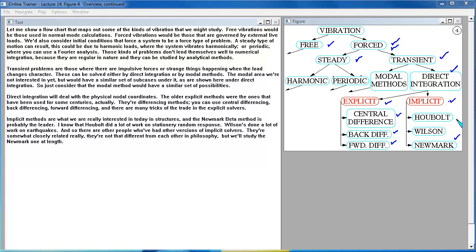I know that Hubolt did a lot of work on stationary random response. Wilson's done a lot of work on earthquakes, and so there are other people who've had other versions of implicit solvers, and they're somewhat closely related, really. They're not that different from each other in philosophy. But we'll study the Newmark one at length.